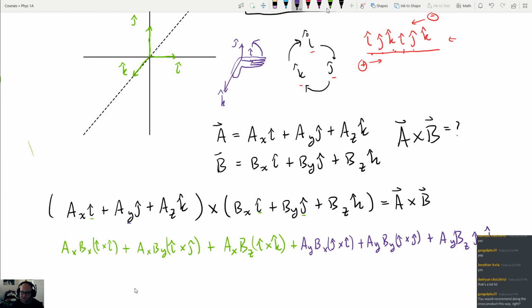You would recommend doing it this way? Sometimes you have to. I mean, like in your homework, I know that one of the problems you have to do this.